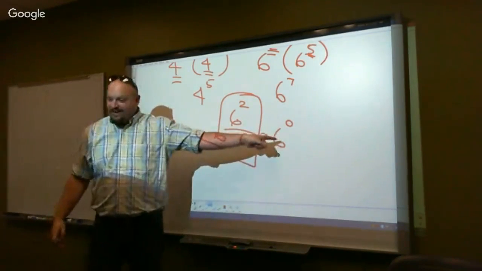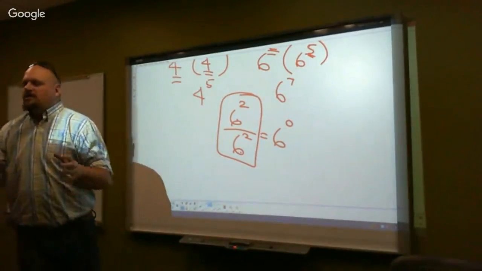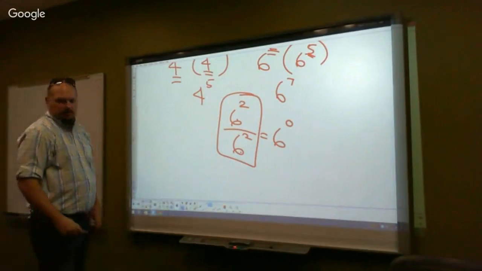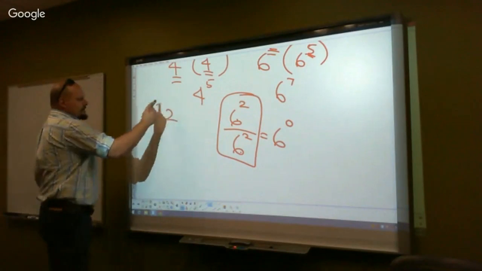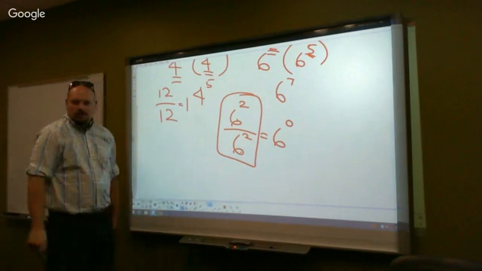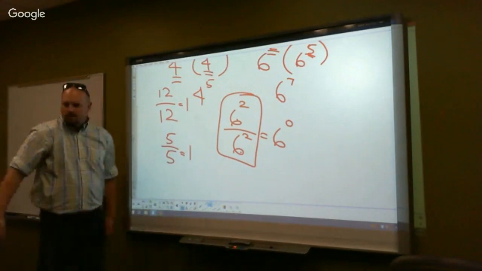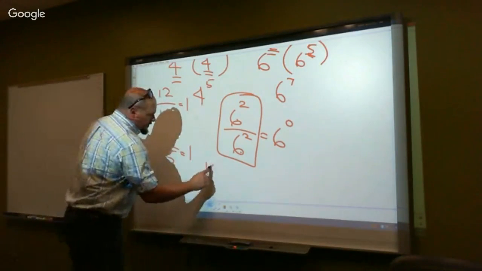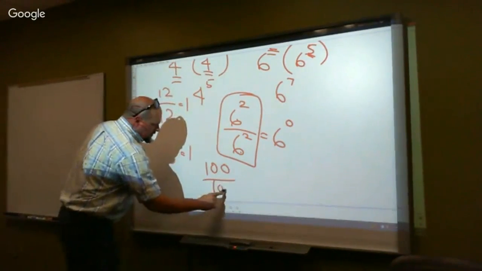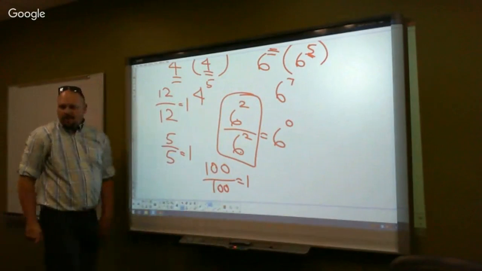Look, this is the rule. How many 12s does it take to make 1? No, how many 12s? 12. 12 twelfths, right? That equals 1. And 5 fifths, excuse me, equals 1. And 100 over 100 equals 1. So when the numerator is the same as the denominator, it equals 1?